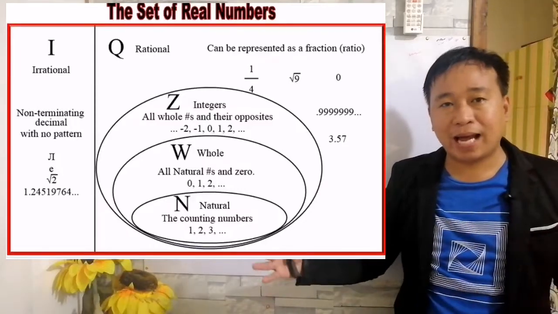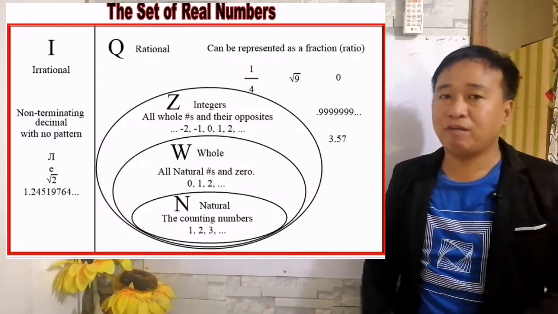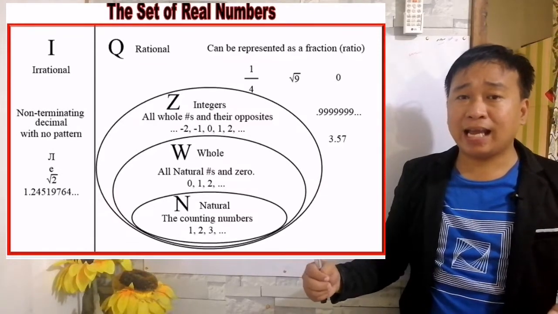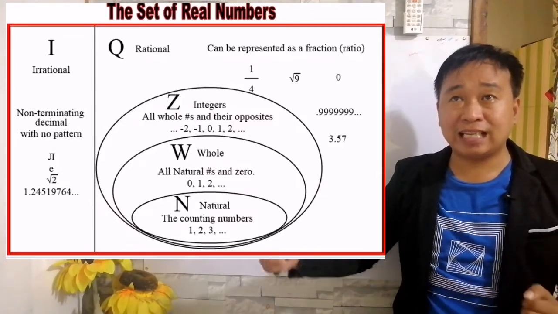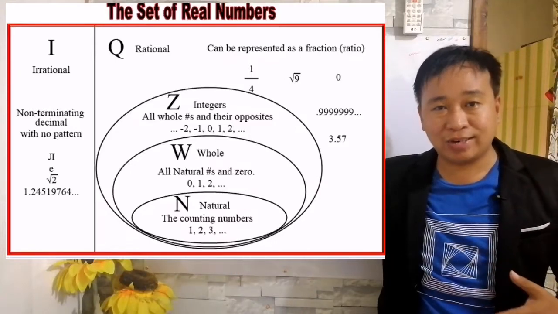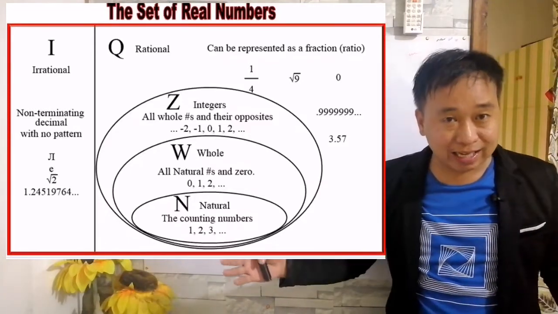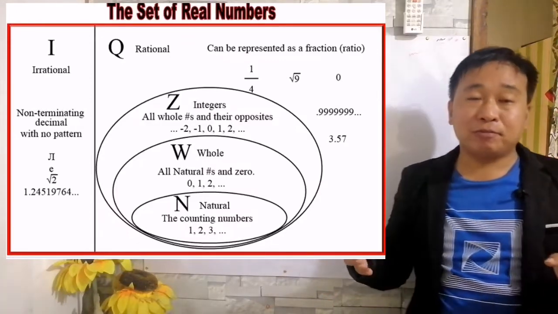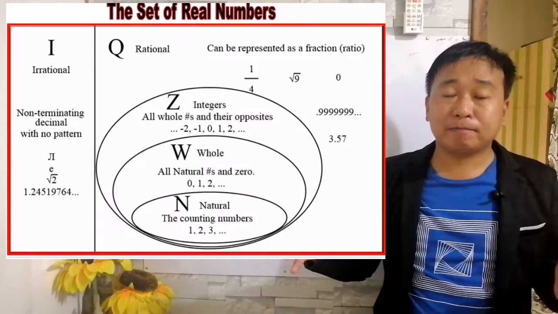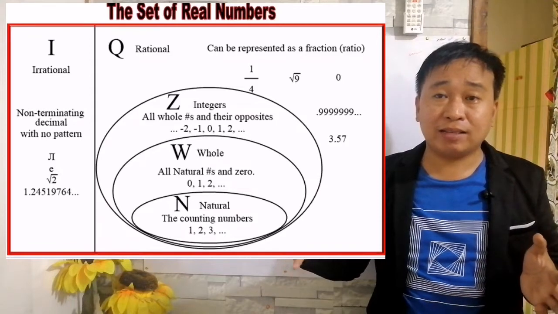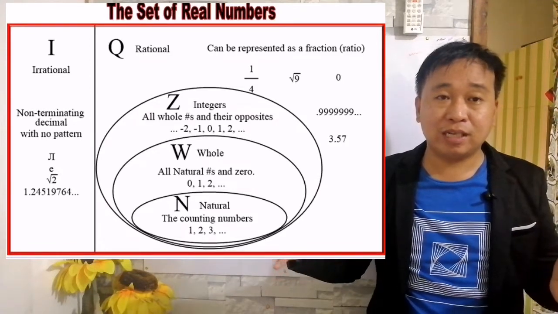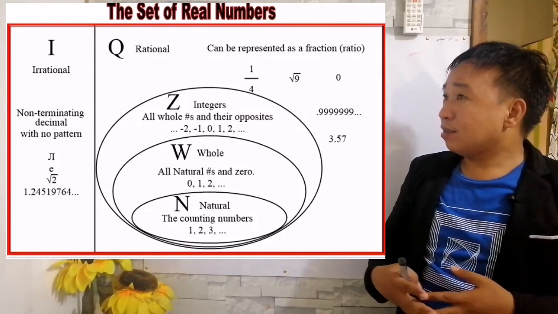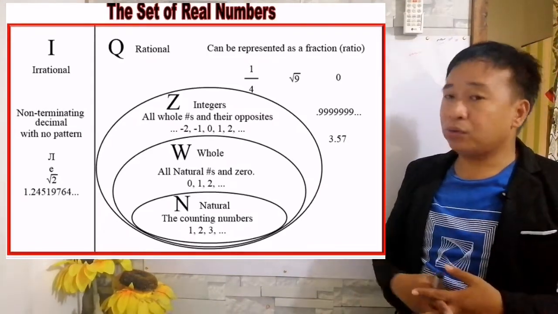So for example, pi. Pi is an example of an irrational number because pi is equivalent to 3.1416, so forth and so on. It doesn't end, but we just end at that one, rounded off to the nearest tenths. So let's proceed now to rational.